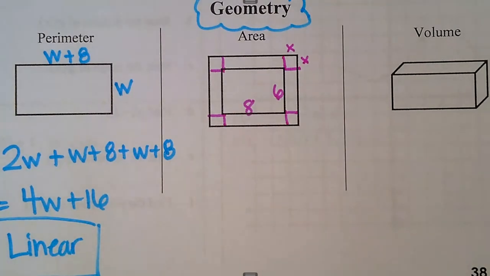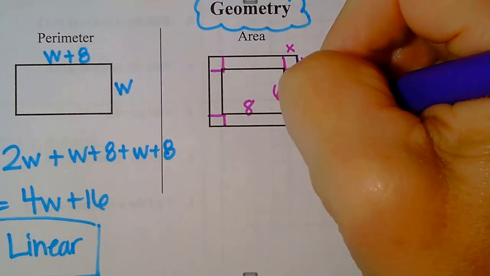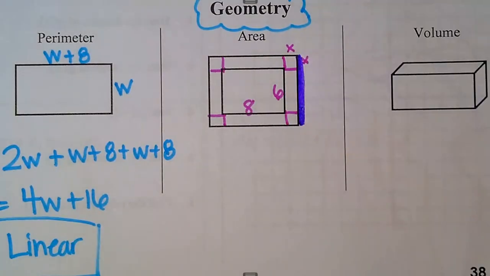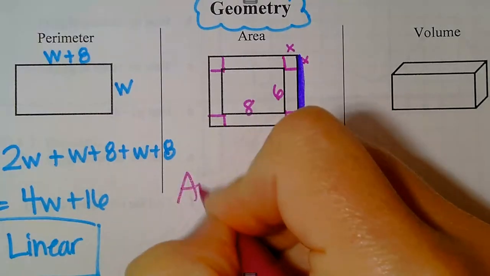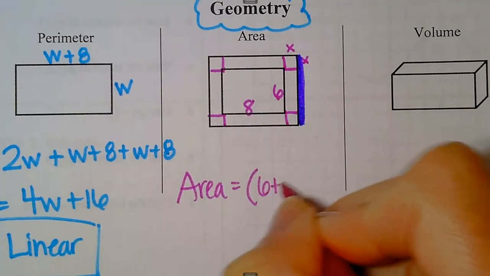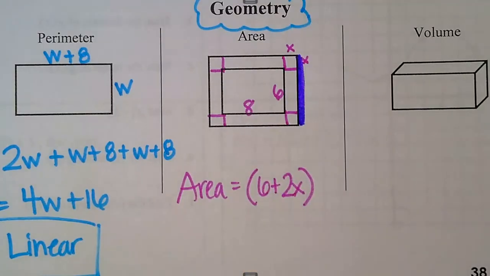So you got to think of it. What's the length of this side? Because area is length times width, right? So what's the length of that side? Perfect. 6 plus 2x. Do you see that? How did we get that?